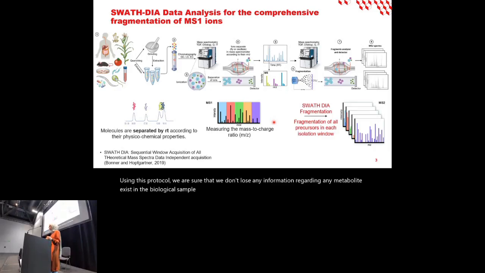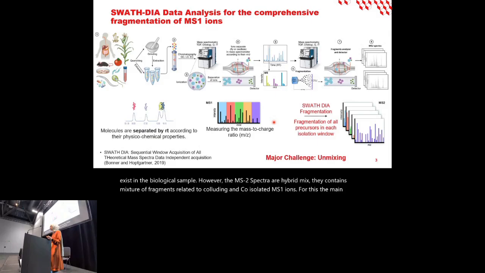However, the MS2 spectra are hybrid mixtures. They contain a mixture of fragments related to co-eluting and co-isolated MS1 ions. For this, the main challenge remains the unmixing in order to achieve the correct identifications.